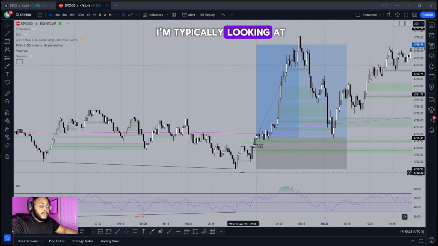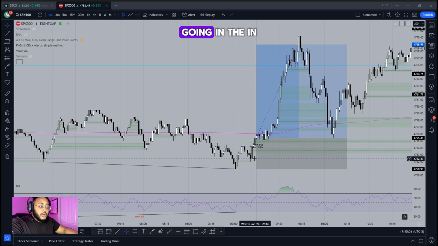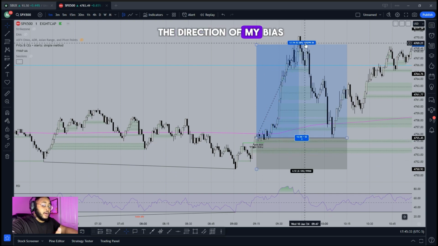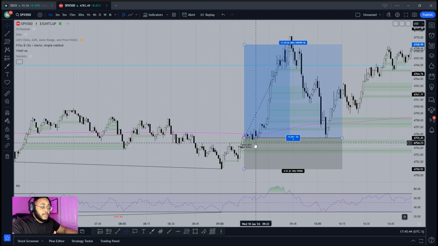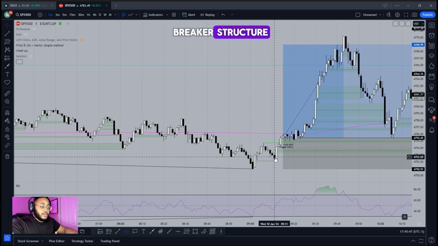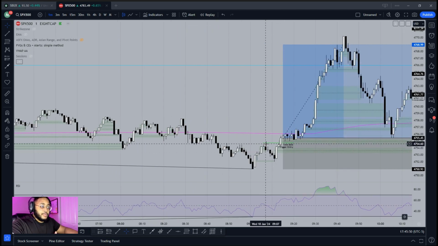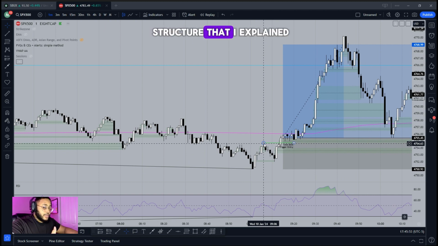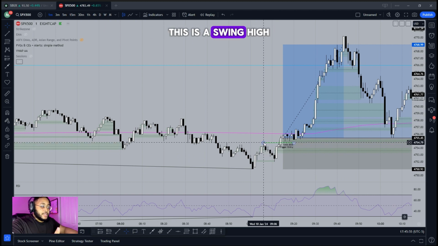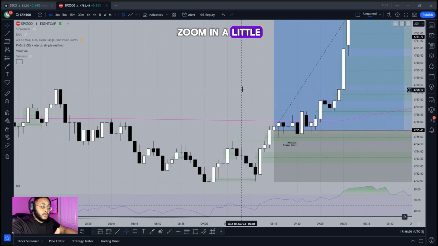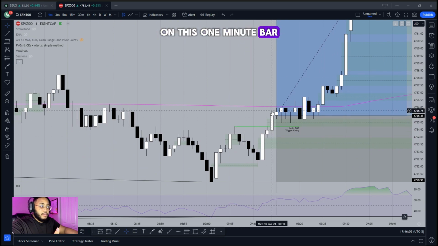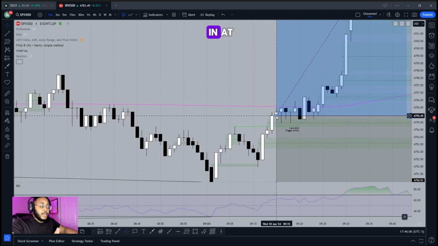The next thing that I'm typically looking at are breaks of structure going in the direction of my bias. So once the 1 minute divergence is seen or drawn, whatever terminology you guys use, the next thing I'm looking at is a break of structure going higher. Just like the break of structure that I explained on the 15 minute, this is a swing high, swing low, and on this 1 minute bar, let me zoom in a little bit more for you guys, this is where I would have generally got in.